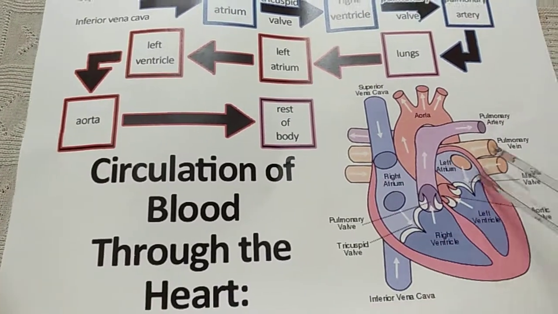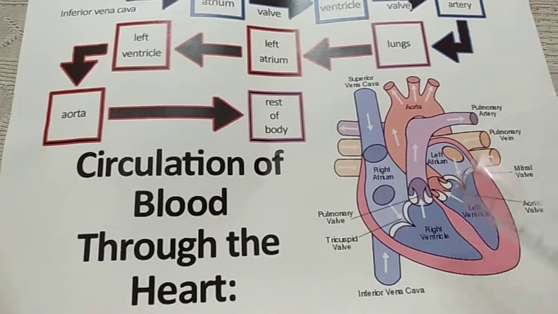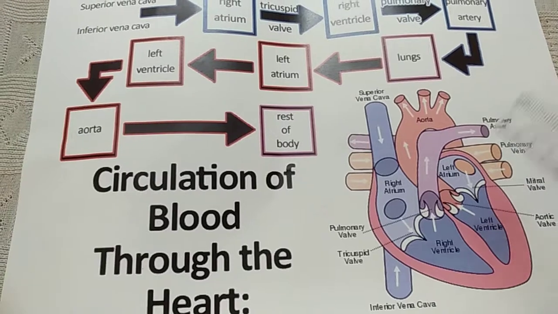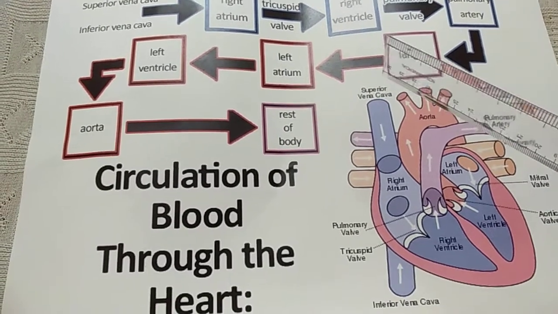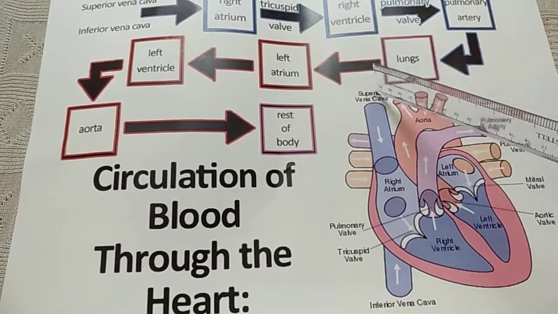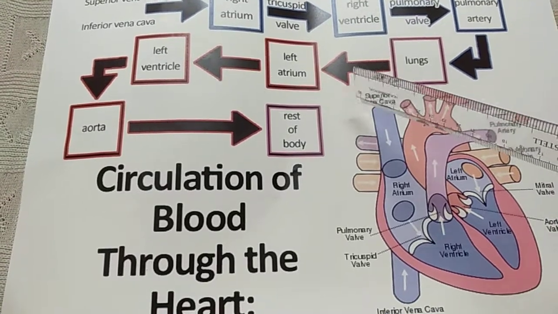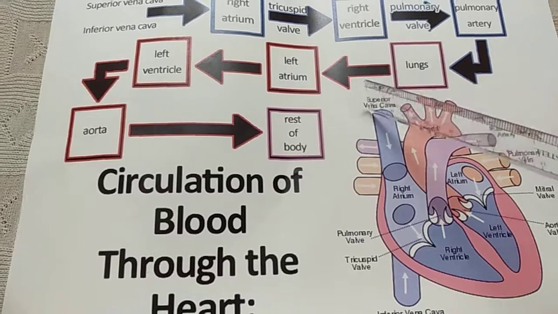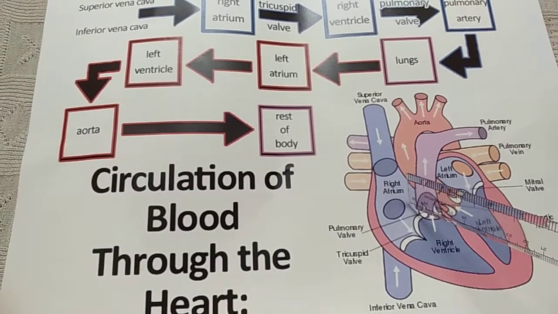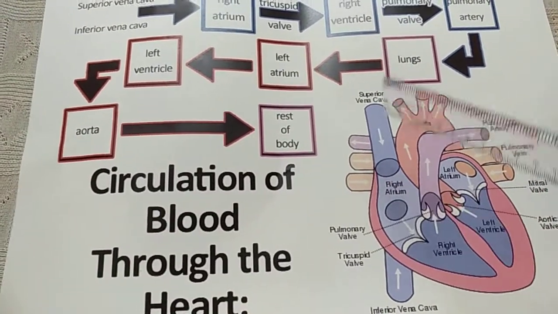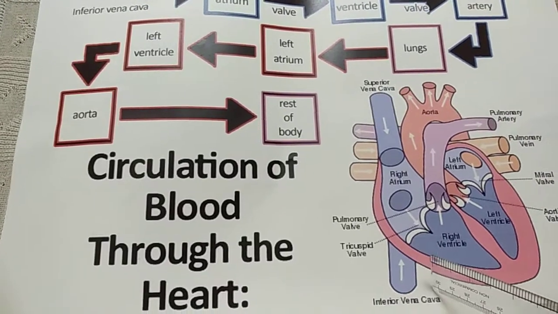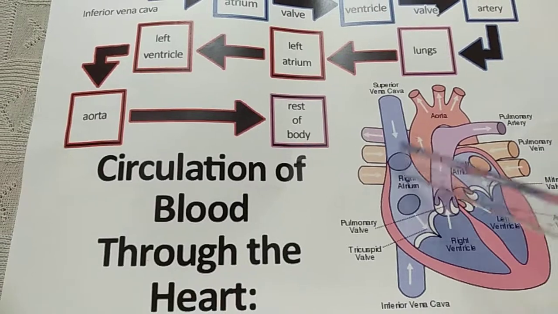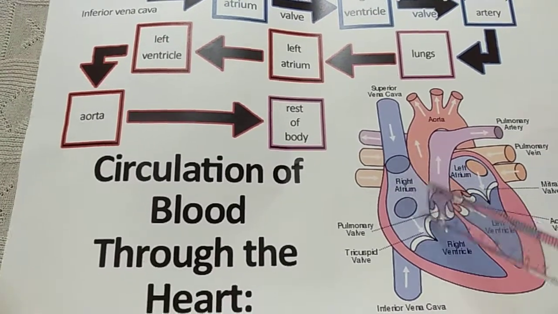And now let us see about the working of the heart. The main function of the heart is pumping of blood. Let us start with the deoxygenated blood from various parts of the body. It is taken inside the right atrium through the superior vena cava and inferior vena cava, and now the blood is present in the right atrium.